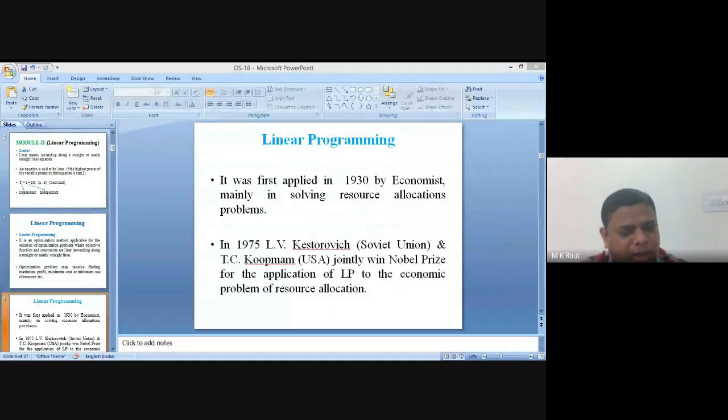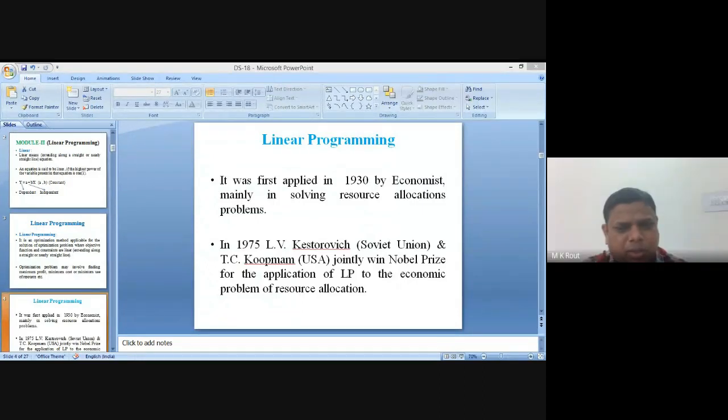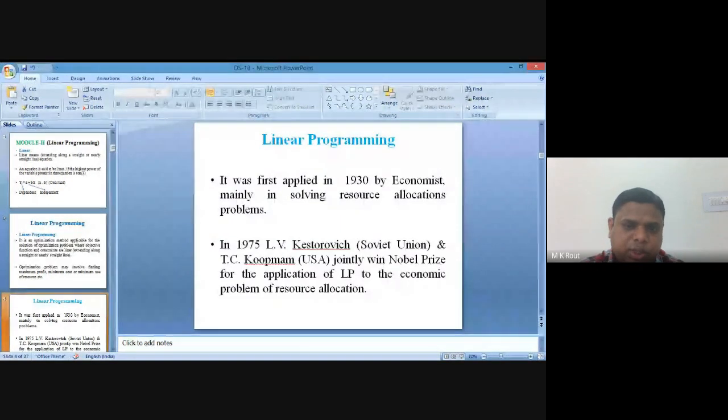Rakesh Mana, what do you tell? Sir, supply of money. Okay. So basically the resources are man, machine, material. Clear? These are the resources. Man, machine, materials. These are the resources of any kind of companies. Clear? So this linear programming is especially applied in case of resource allocation problems.